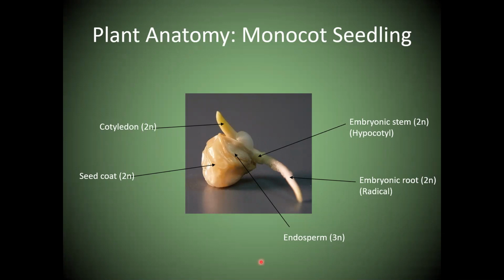And another part is endosperm. Now you may ask the question, okay, you showed me an endosperm. What is the endosperm? Immediately you should notice that endosperm is triploid, has 3 sets of chromosomes. Everything else in the seed is diploid, 2 sets of chromosomes, right?